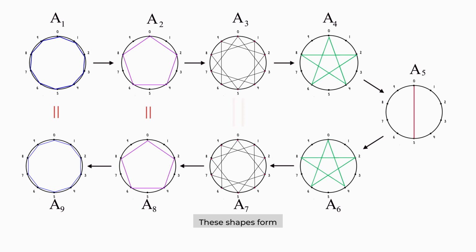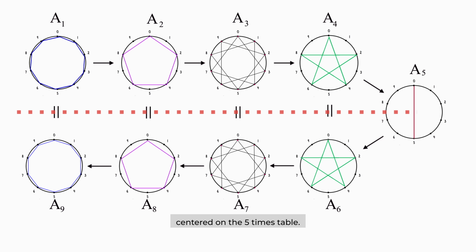These shapes form a symmetrical pattern centered on the 5 times table. It's amazing how such a simple and clear symmetry exists within the multiplication table.